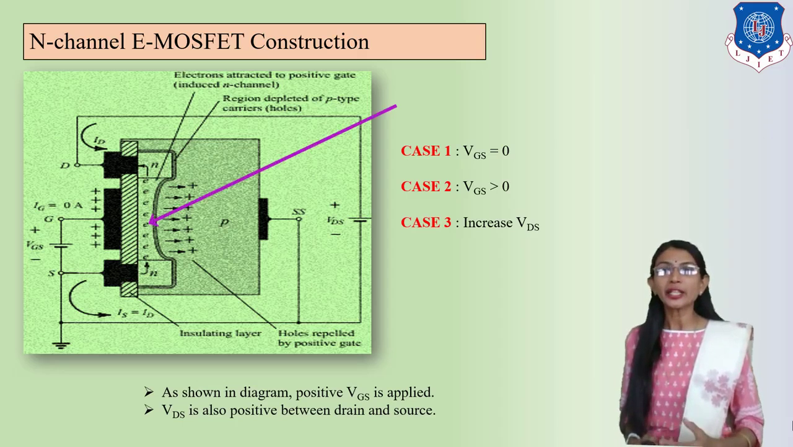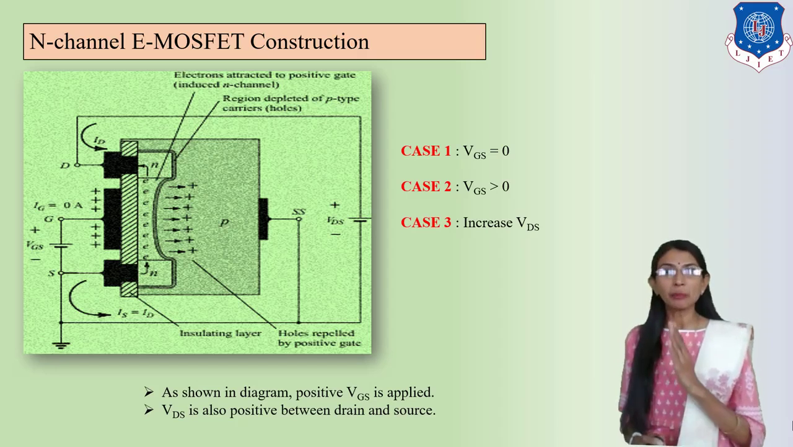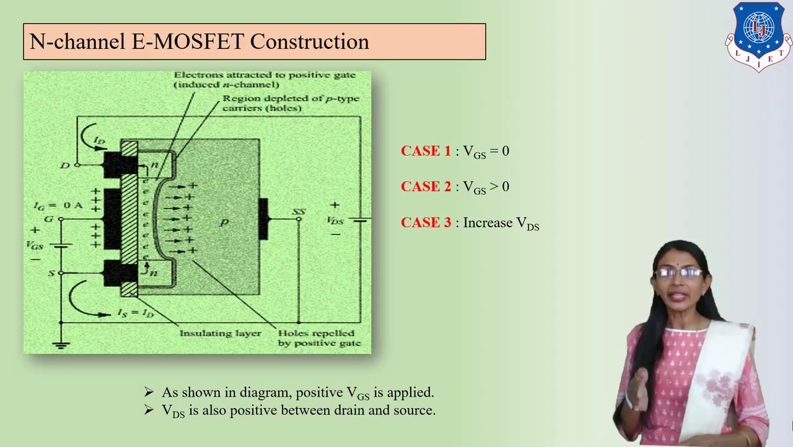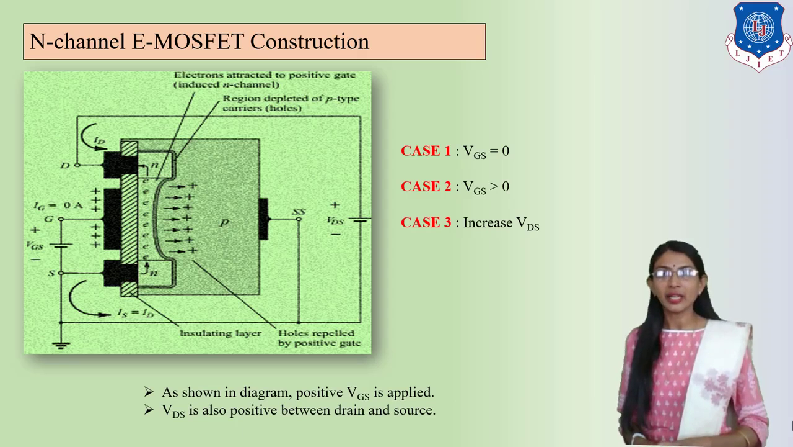Now what is the effect of VGS? Due to the positive battery at the gate terminal, the electrons will be attracted to this positive terminal, and holes will be repelled. So you can see in the construction clearly that electrons will be gathered and they will create a channel between the 2 N-type drain and source dopings, right?